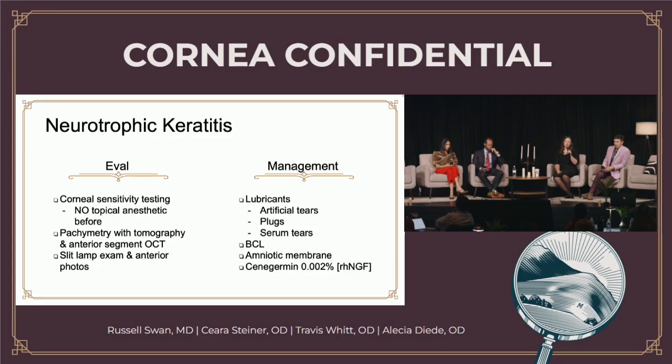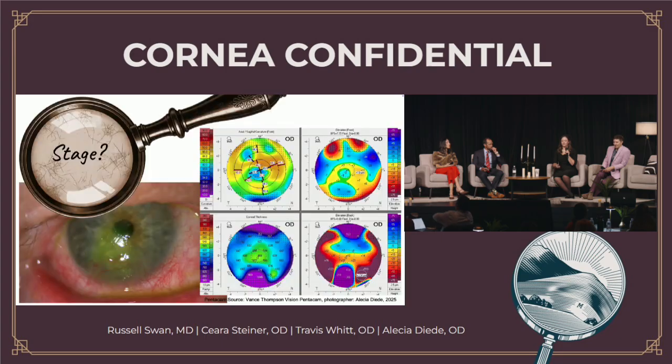BCLs, you can use them. I don't use them too often. I actually use amniotic membranes quite often. I think they do a really nice job of helping heal up that cornea. And then neurotrophic growth factor also can help, but insurance can be a little tricky on that one.